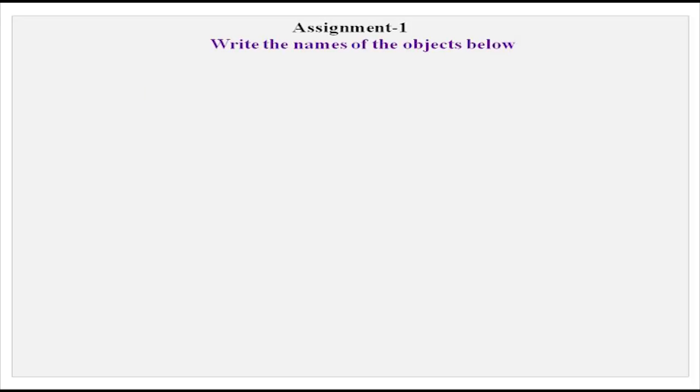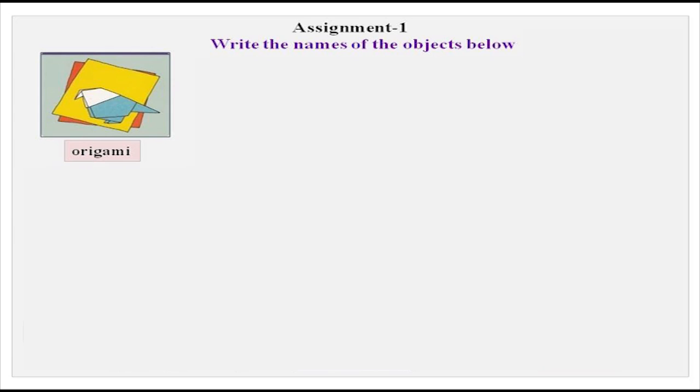Well, the first picture over here is origami. Now, origami is a Japanese popular art of paper folding. You will notice in these words here that some of the words are made by joining two words. For example, origami over here is a combination of two words, ori and gami. Now, ori means to fold and gami means paper. So, you join the two words and you get origami. Please remember, it is origami.